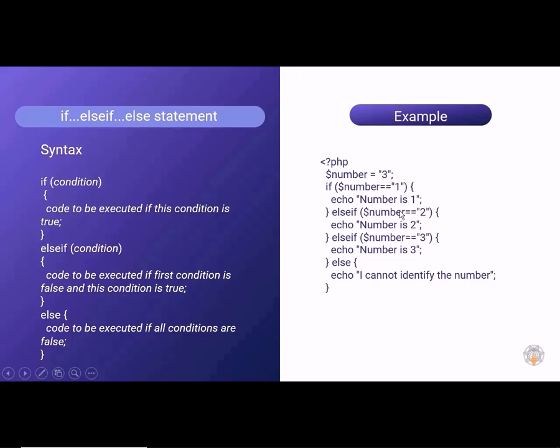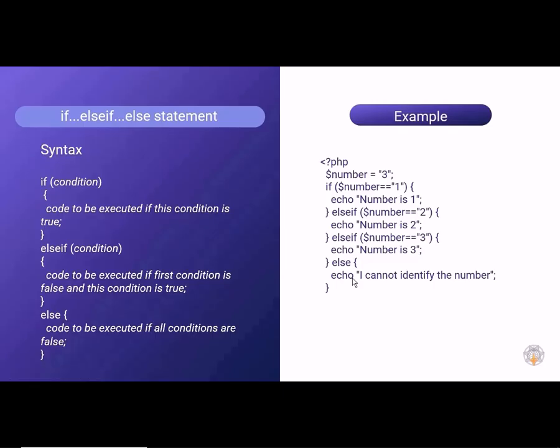If that condition is true, then it will print number is 2. Else if, again we are checking the third condition, whether number is double equal to 3. If this condition is true, then it will print the output number is 3. Or if number is not equal to 1, this condition fails, number is double equal to 2 fails, and number is double equal to 3 fails, then the else block will be executed.